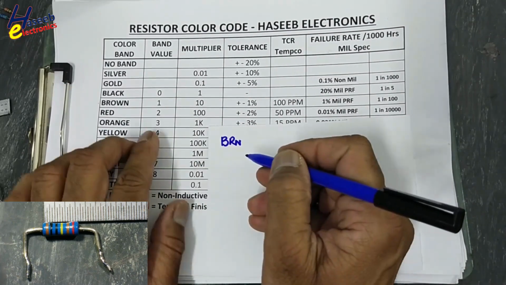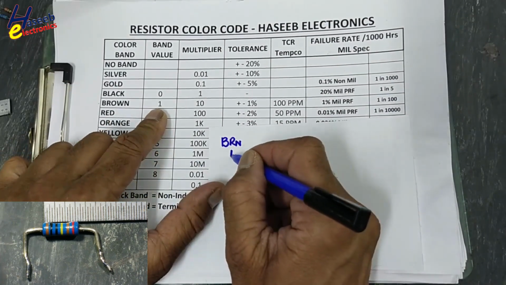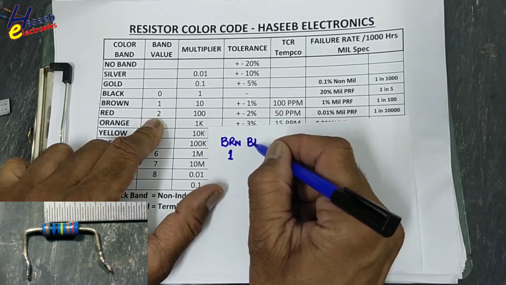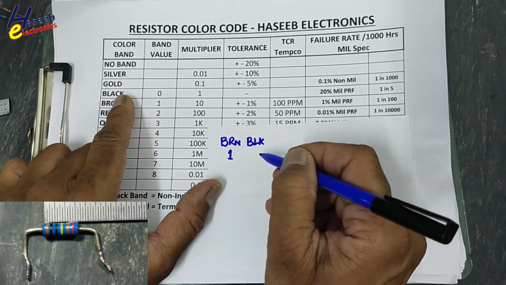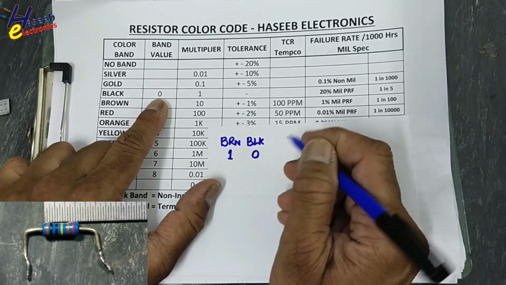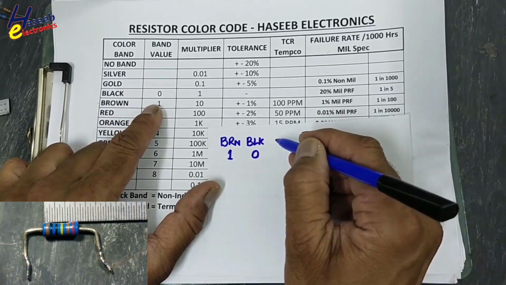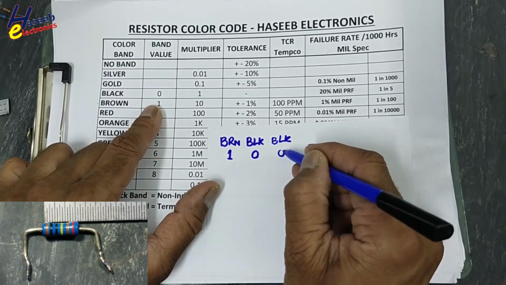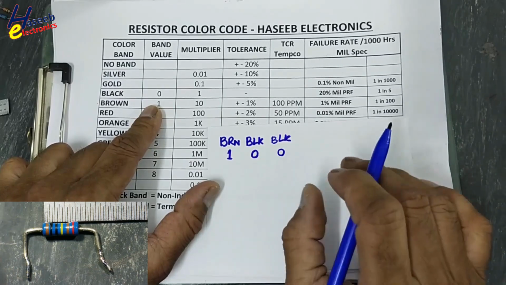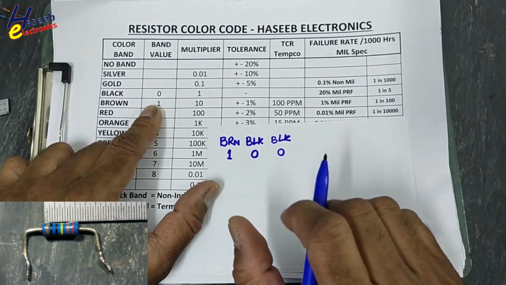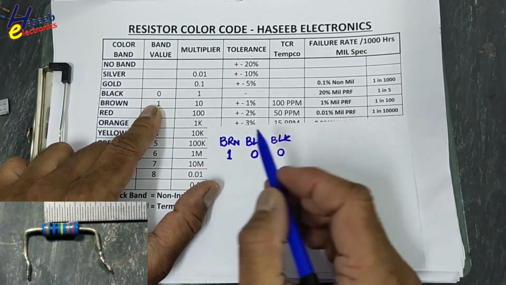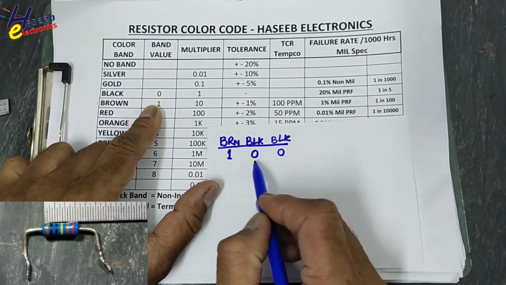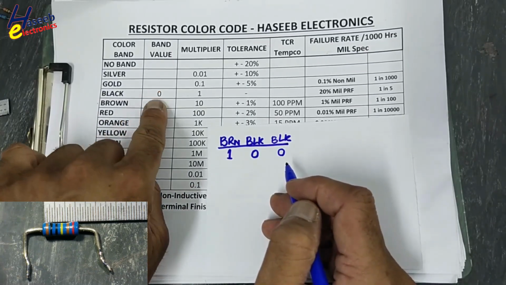First band brown, value 1. Second, black, 0. Third band black, 0. It is a 6 band resistor. The first 3 bands are significant digits. We will write the numbers under this column.